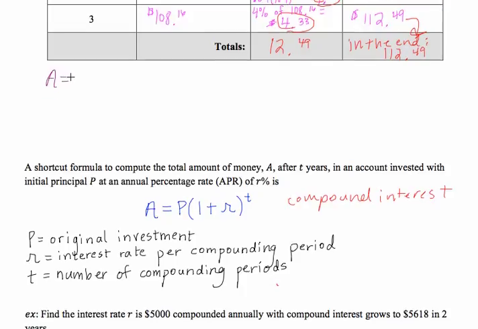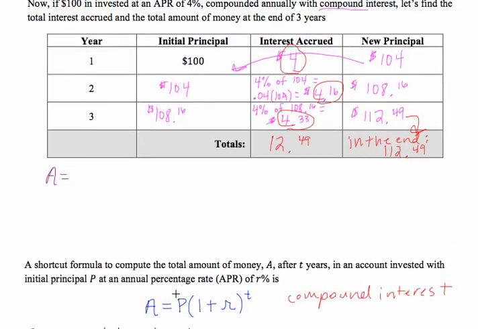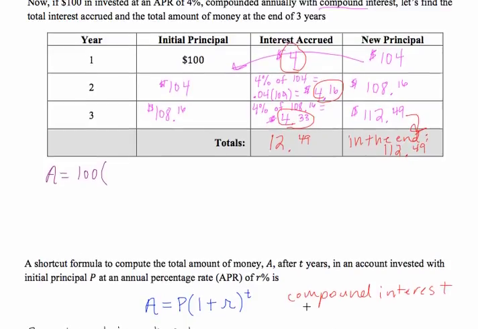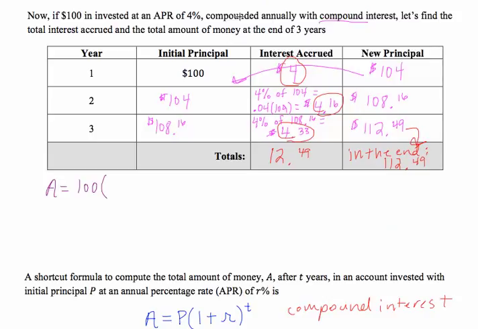Now in this example up here, the P is the initial investment, which is $100. Then it says R is your interest rate per compounding period. Well, we're compounded annually, so the interest rate per year is 4%. By the way, APR stands for annual interest rate. So R is still 0.04, so we have 1 plus 0.04, all to the power of T, where T is the number of compounding periods.